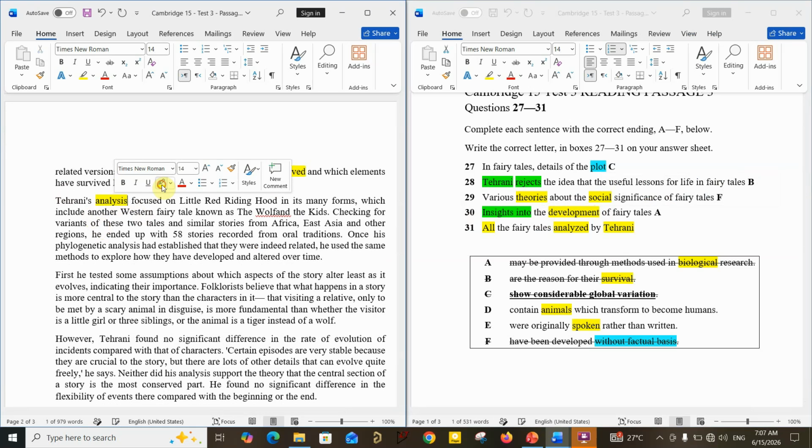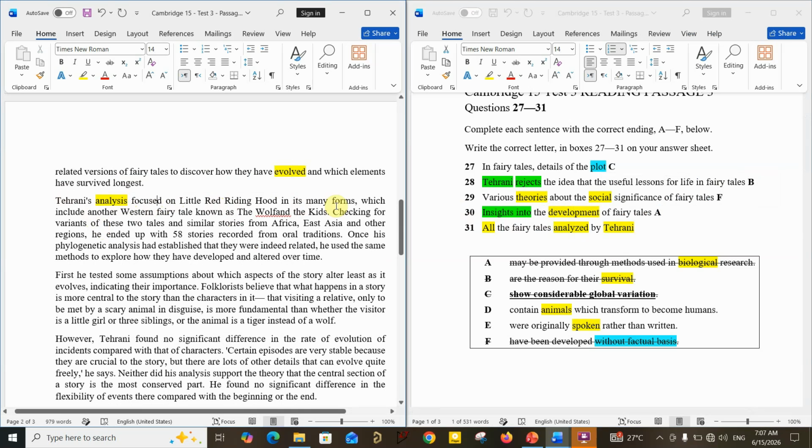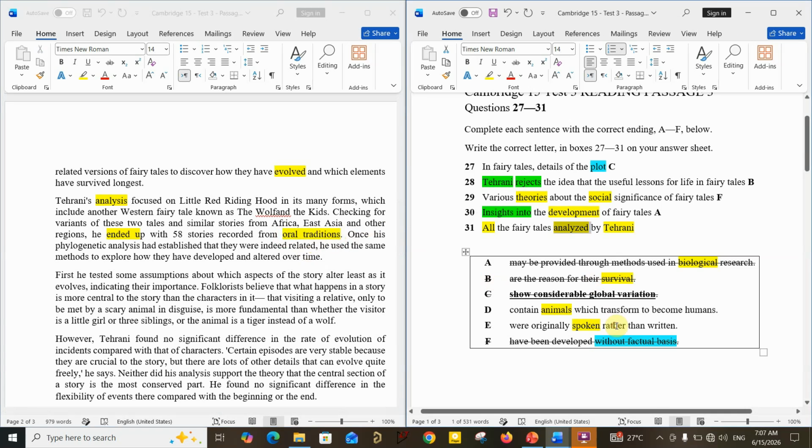Tehrani's analysis. You see, you have to find analysis for this one. Analysis focused on Little Red Riding Hood in its many forms, which include another Western fairy tale known as The Wolf and the Kids, checking for variants of these two tales and similar stories from Africa. So this is the result of his analysis with 58 stories recorded from oral traditions. Oral means it's spoken rather than written. So E is the right answer for the last one.